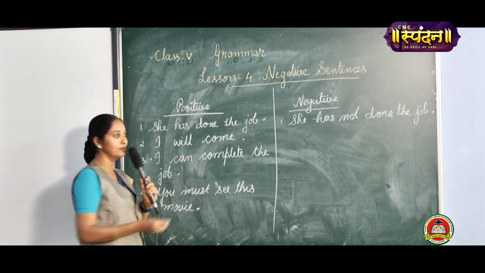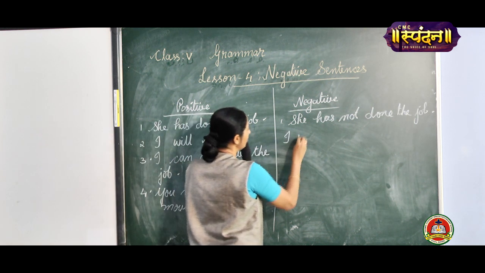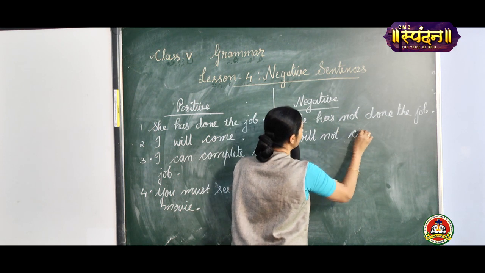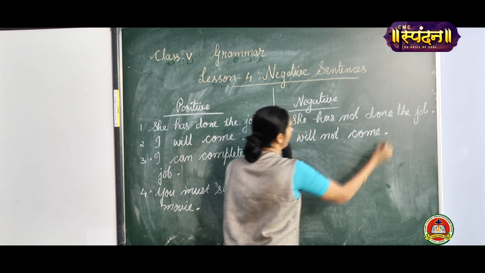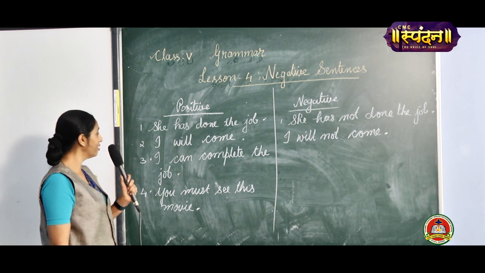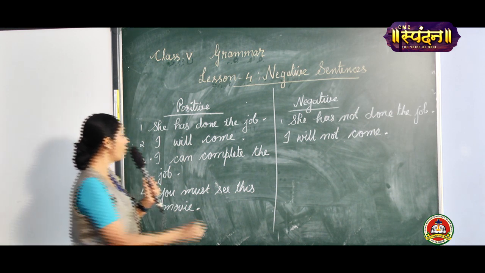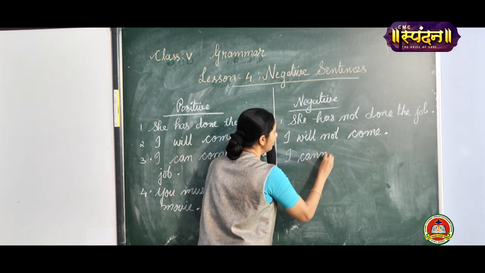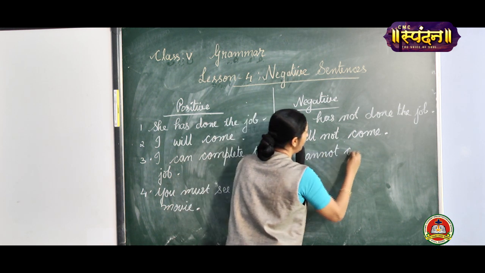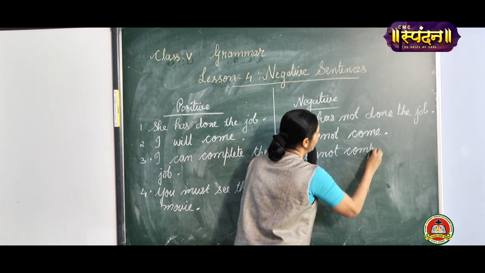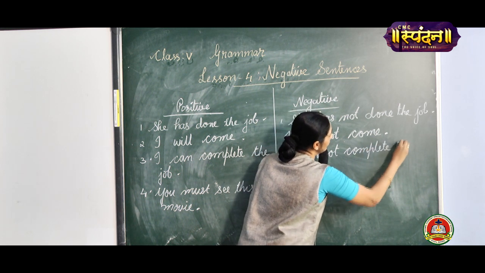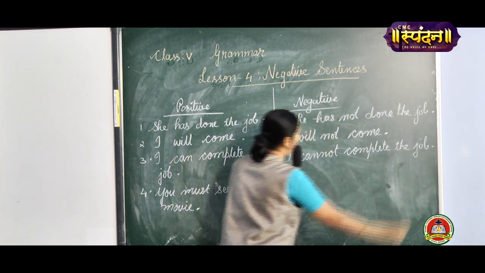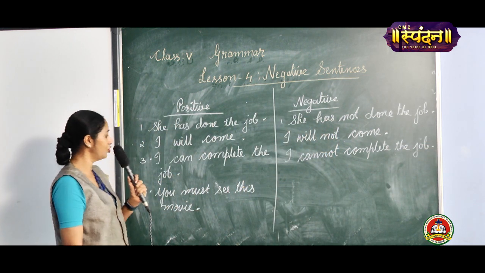Now let's try to do the second one. I will come. I will not come. Try to do the third one. I can complete the job. I cannot complete the job. I cannot complete the job.